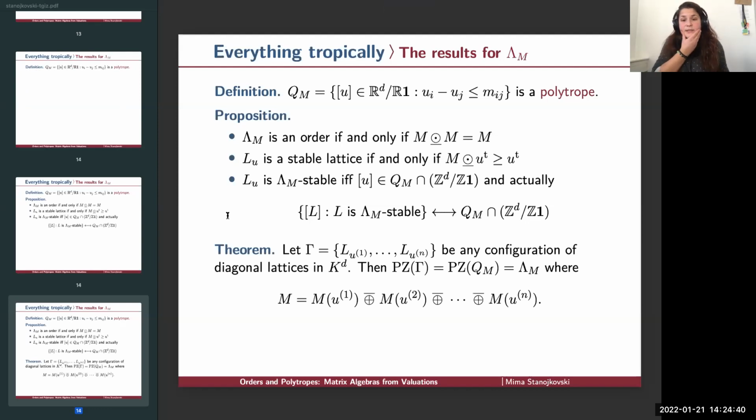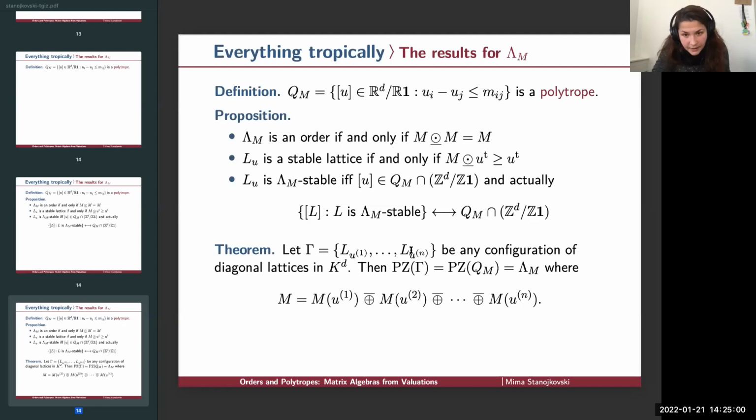And here is another theorem. We saw before that if we had diagonal lattices, these will define a graduated order in terms of the Plesken-Zassenhaus ring. And I told you the other way around. Here's the way you do it. So this is a very constructive thing.